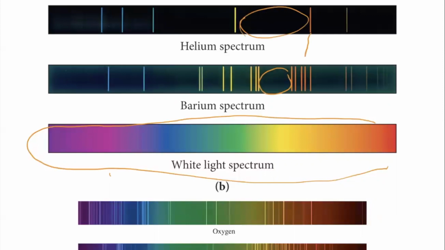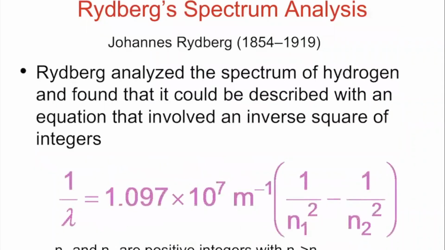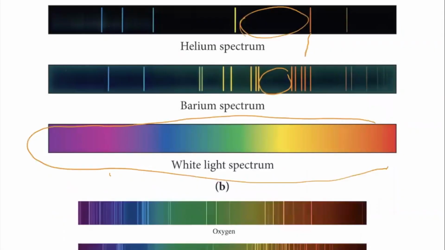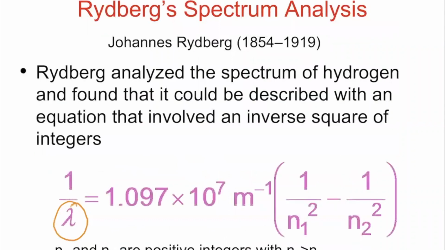Okay, now we are going to get to a Swedish mathematician who analyzed the atomic spectra and developed an equation to predict the wavelength. So we can predict the wavelength. Basically, he looked at this for hydrogen, which is not shown here, and he said, I want to predict the wavelength of each of those lines. He did it for hydrogen and he developed this equation.